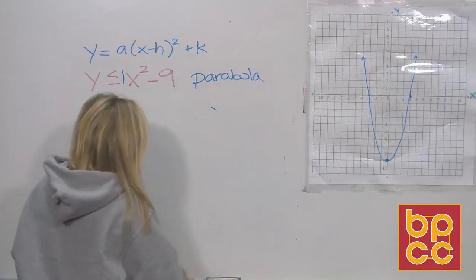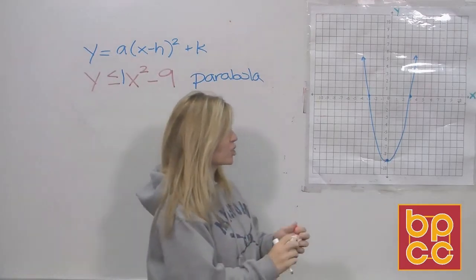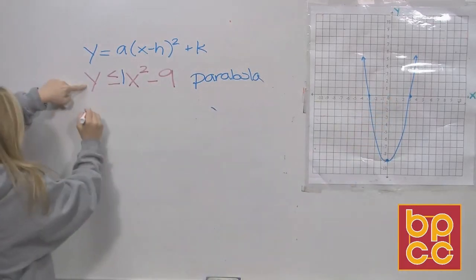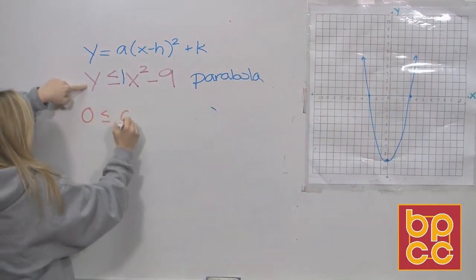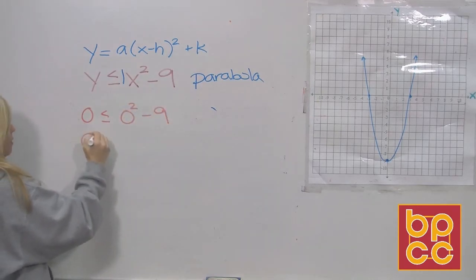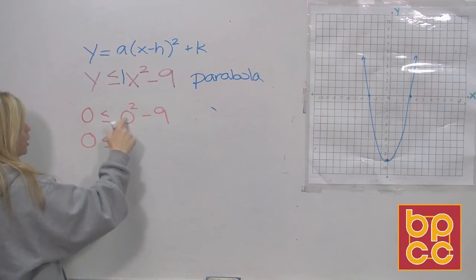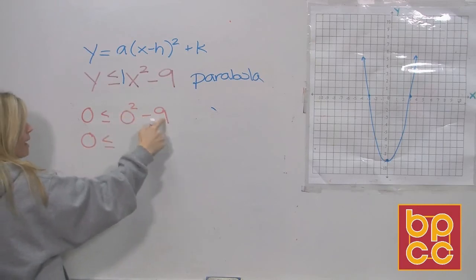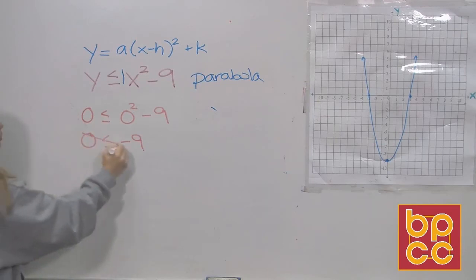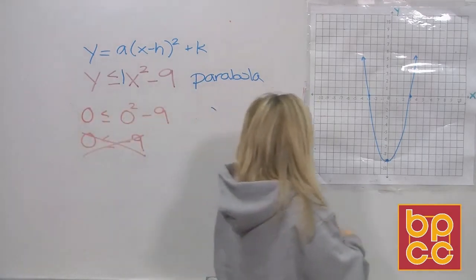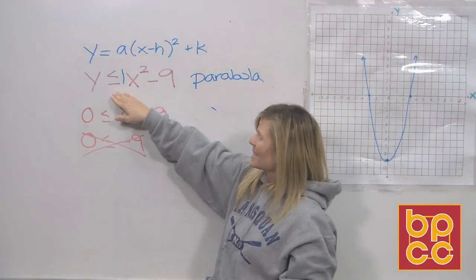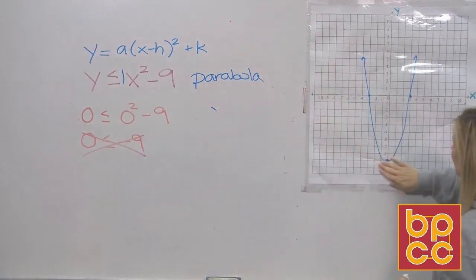All right, so we want to prove to ourselves which way to shade. We're going to pick the easiest point possible, 0, 0. So that'd be y is 0 and x is 0. Is that a true or false statement? Is 0 less than or equal to, well, 0 squared is 0 and 0 minus 9 is negative 9. Is 0 less than negative 9? Nope. So you are not going to shade where the origin is. So now you have a rule. If a parabola is less than, you shade the outside.